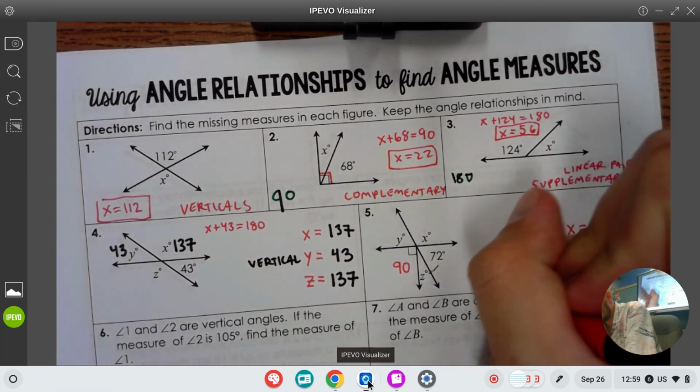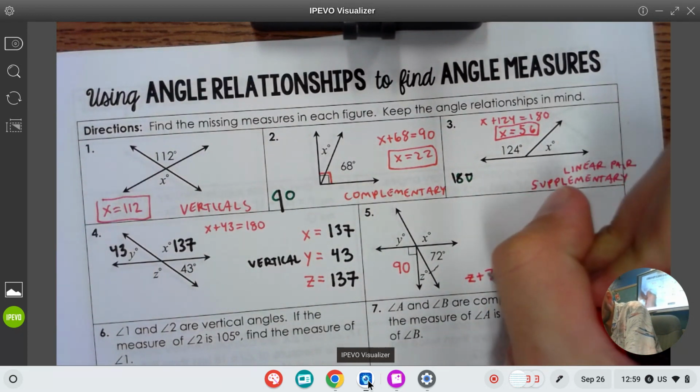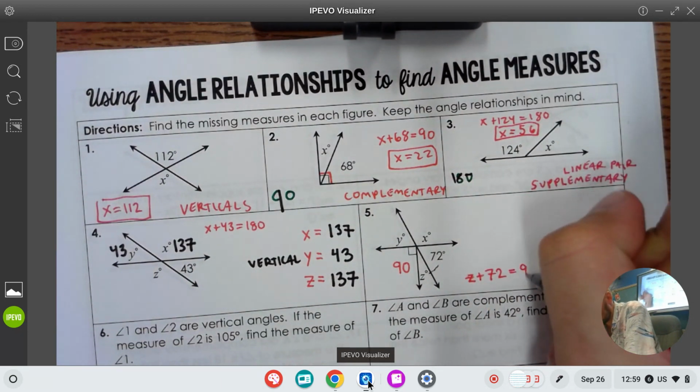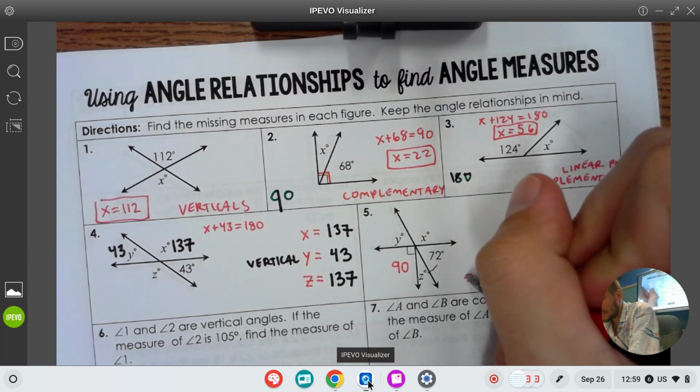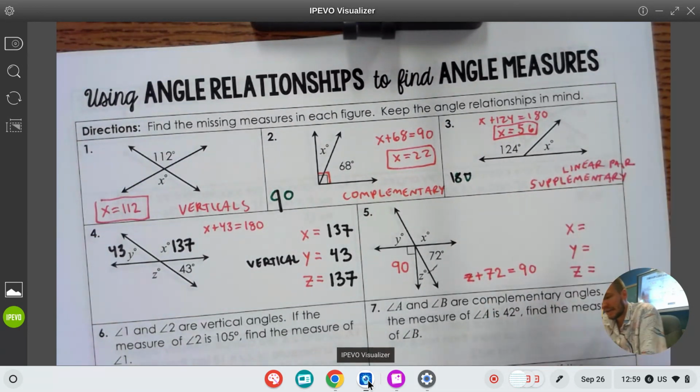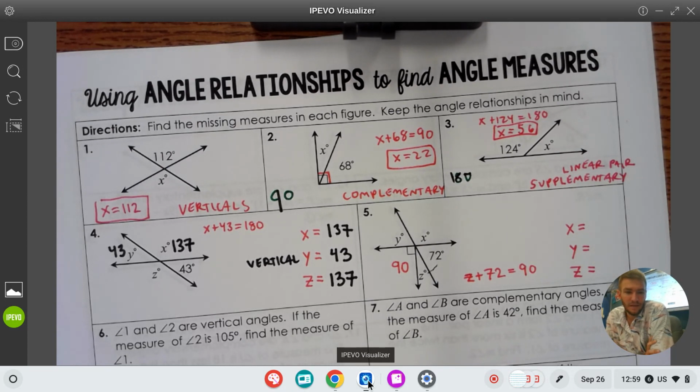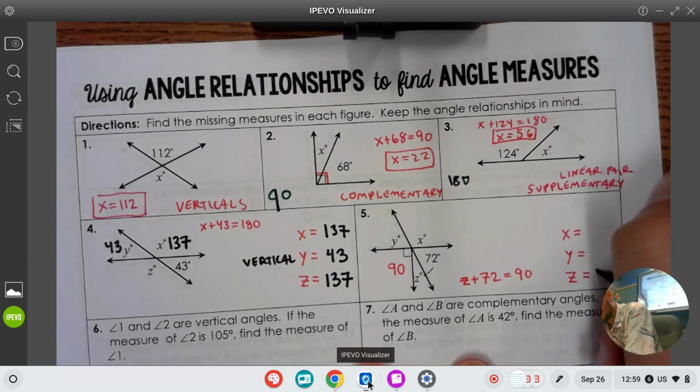I think that Z plus 72 equals 90. Sorry, my Z's are kind of ugly, but if I don't put the slash through them, then they just look like 2s. Anybody know what Z would be then? 18. Sure, 18 degrees. You're 100% right. Nice job. 18.